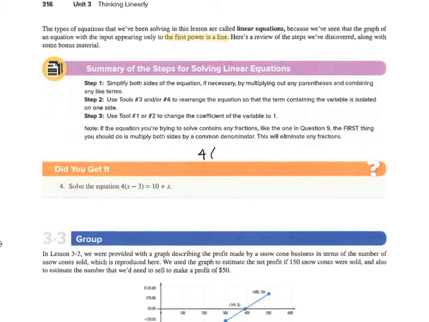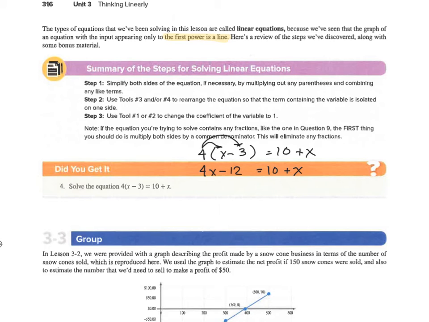So I'm going to rewrite the "did you get it." Step 1 says simplify both sides of the equation, if necessary, by multiplying out any parentheses and combining any like terms. Well, I have a parentheses here that I can distribute the 4 to. So I have 4x minus 12 equals 10 plus x. So I look on the left side. I have no like terms to combine here. I look at the right side. Okay, that's completely simplified too.